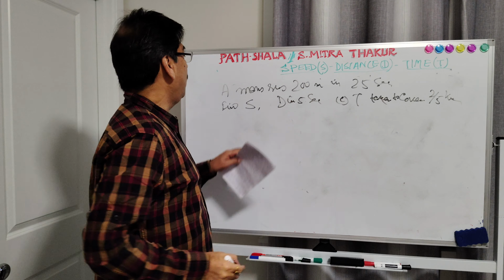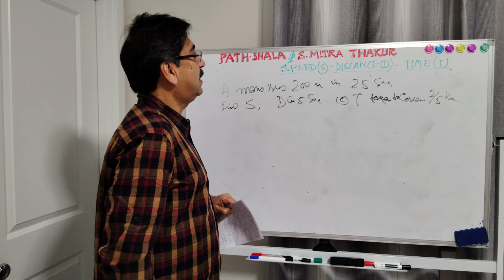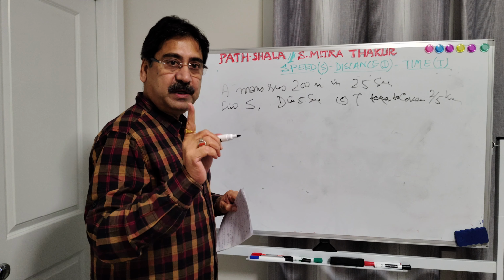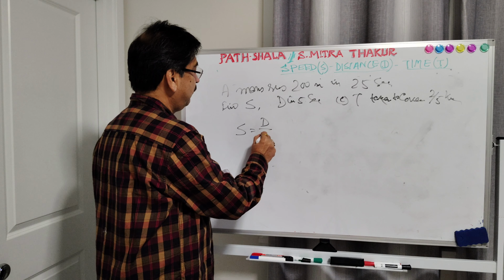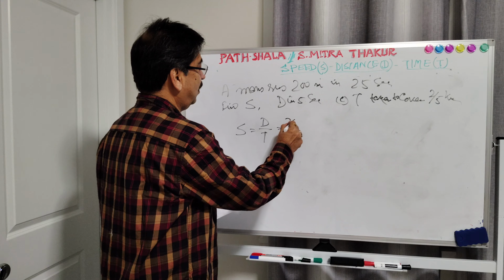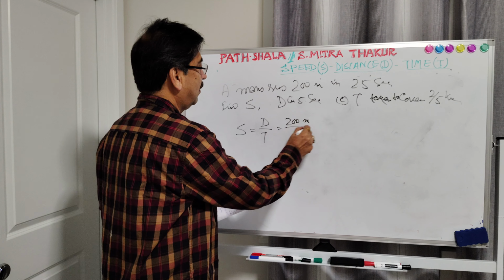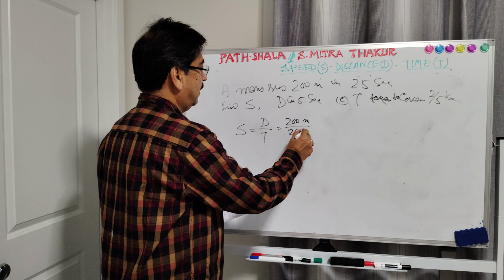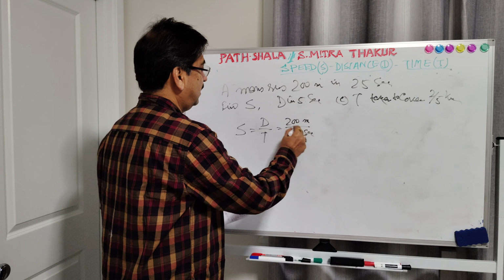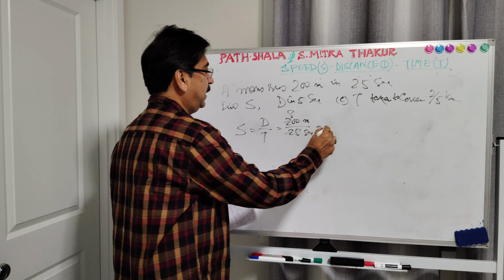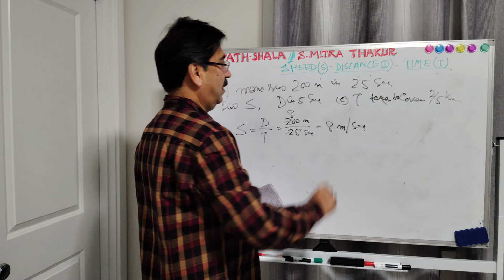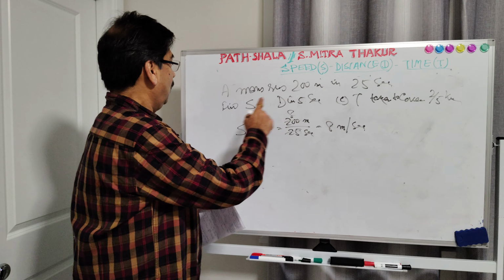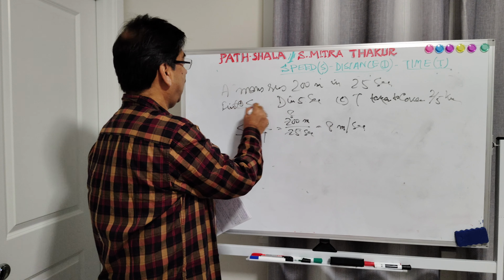A man runs 200 meter in 25 seconds. Therefore, speed equals distance by time. Here, distance is equal to 200 meter and time is 25 seconds. That is 8. That is, speed equals 8 meter per second. Right? Speed will be calculated.